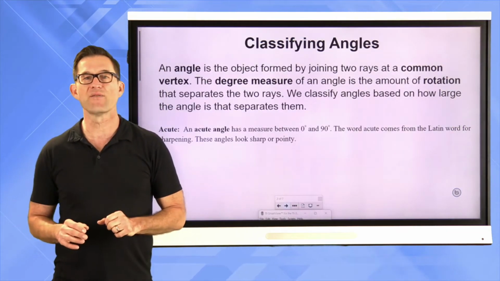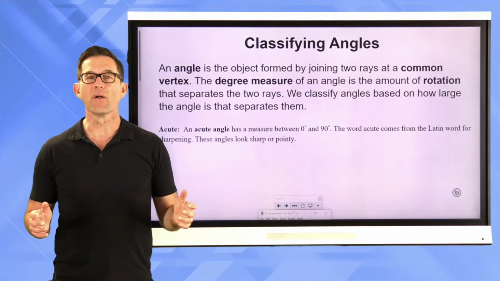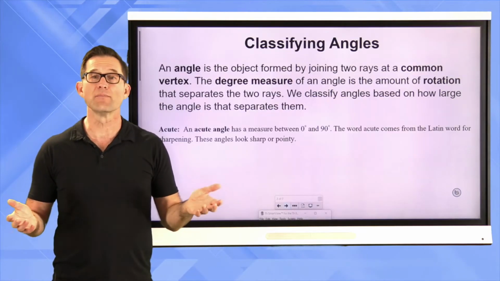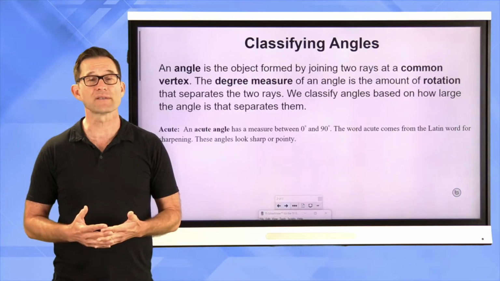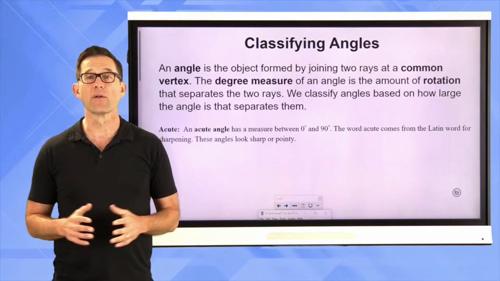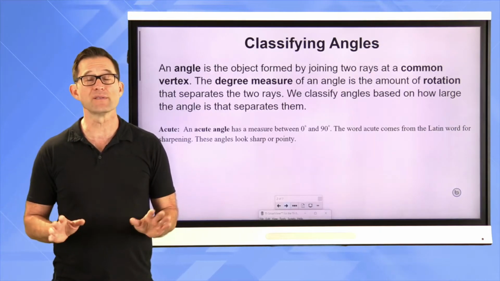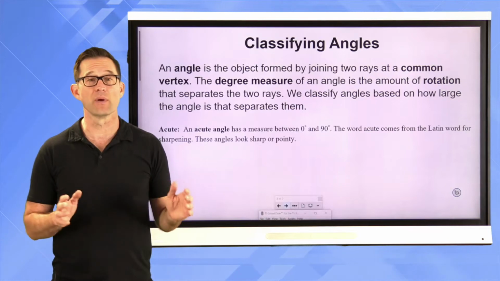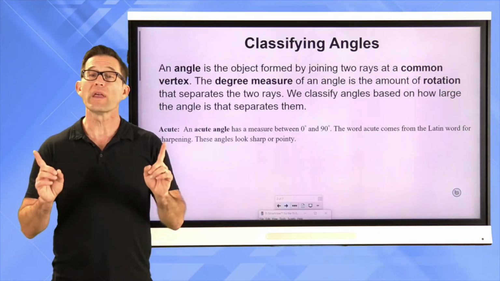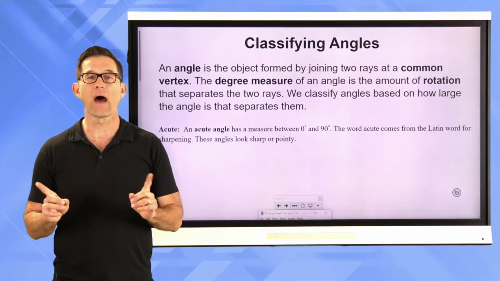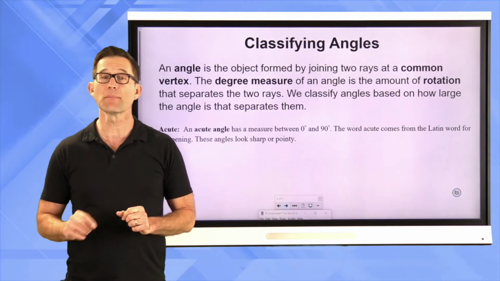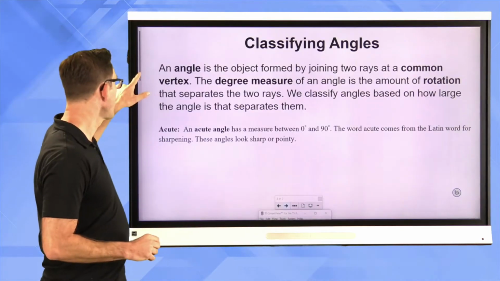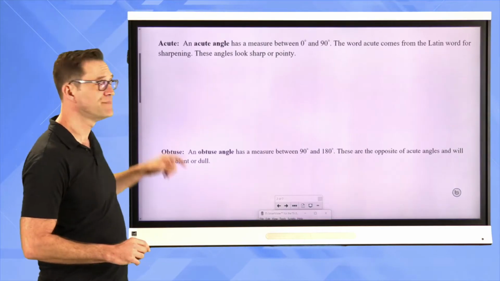Let's talk about classifying angles. An angle is the object formed, as I mentioned, by joining two rays at a common vertex. The degree measure of an angle is the amount of rotation that separates the two rays, and that can go anywhere from 0 degrees up to 360 degrees. We classify angles based on how large the angle is that separates them. So let's talk about all the different types of angles.